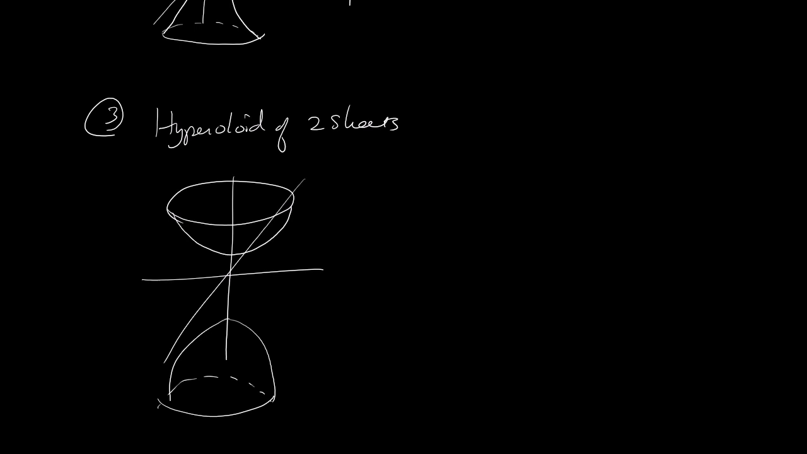It's hyperbolic. So if you took the trace in the way I have it drawn right here, in the xz plane, you would have a hyperbola. So the formula here is z squared over c squared minus x squared over a squared minus y squared over b squared equal to 1.